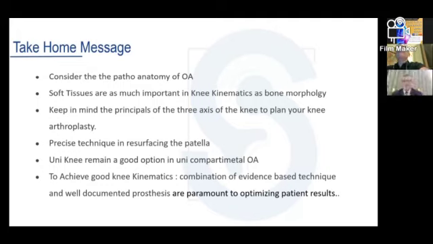Any other question, Dr. Ahmed, to Professor Sofiène? One last question about doing bilateral knee on the same day.